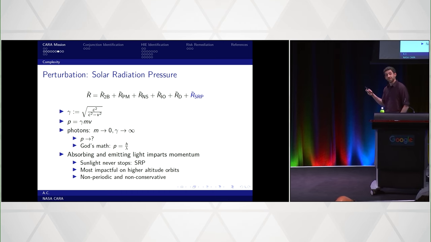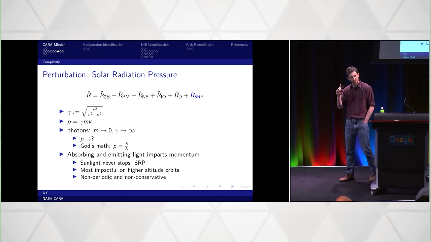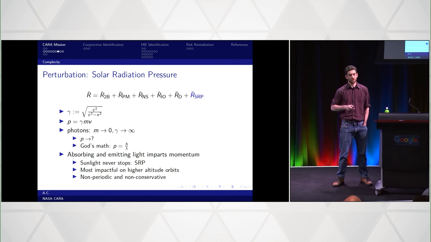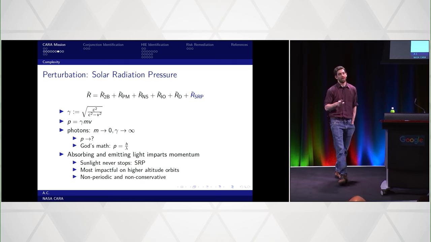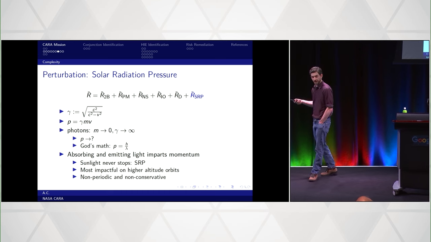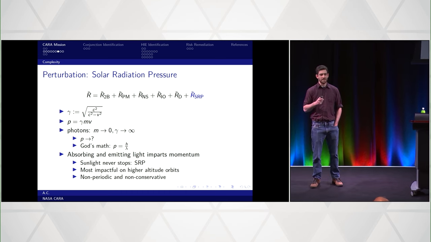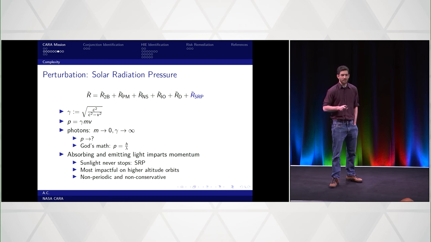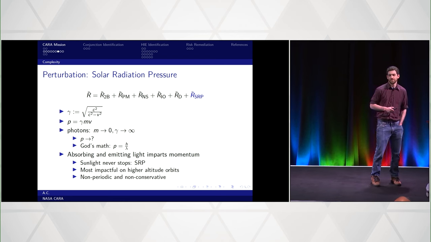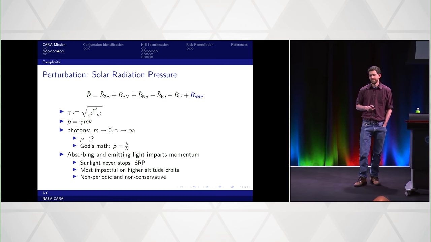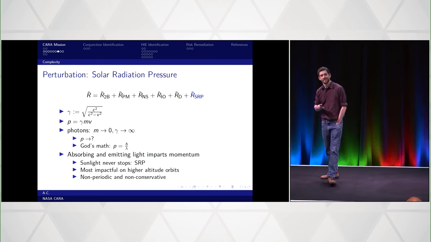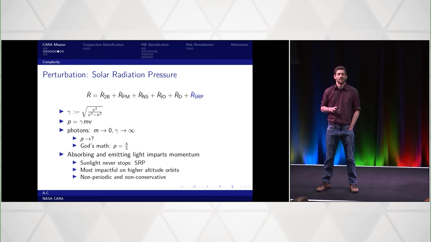Anyways, so we have solar radiation pressure. Sorry, we're not actually there yet. So photons have finite non-zero momentum, which means that as a satellite, which is absorbing or reflecting light, I am experiencing a dp/dt in order to sustain conservation of momentum. Does anybody remember what dp/dt is? No, it's force. That's your physics. That's force.